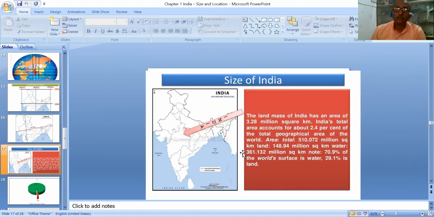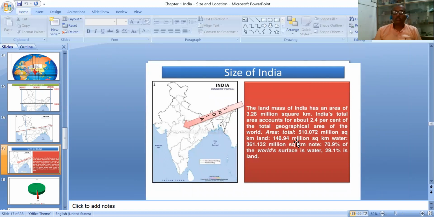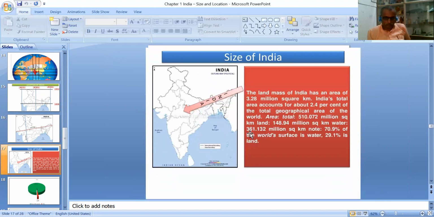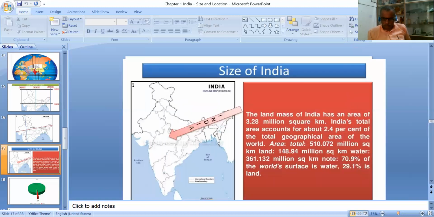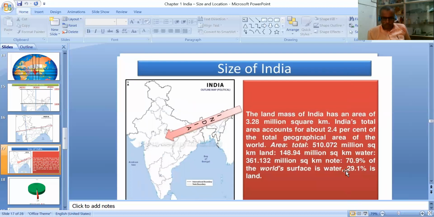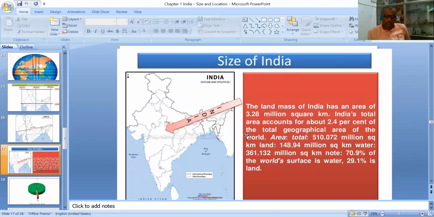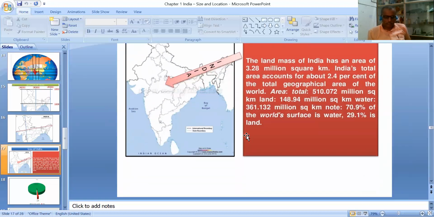Dear children, as far as the geographical position of India is concerned, we have to understand the total landmass. We have nearly 3.28 million square kilometers. India's total area accounts for 2.4% of the total geographical area of the world. Please note down this point. Now let us go to the next slide to understand more beautifully.